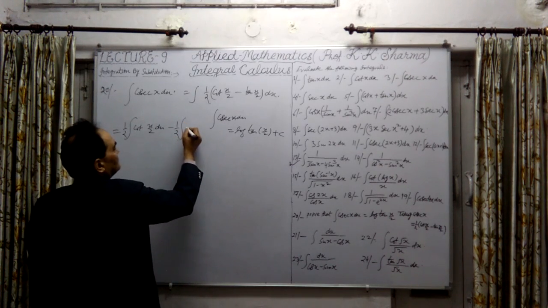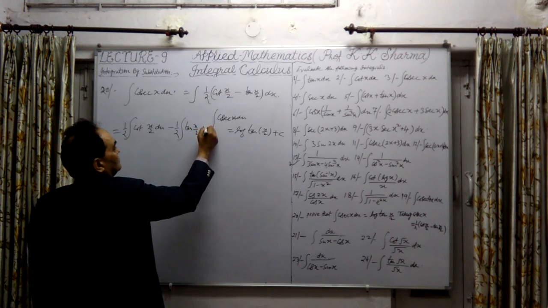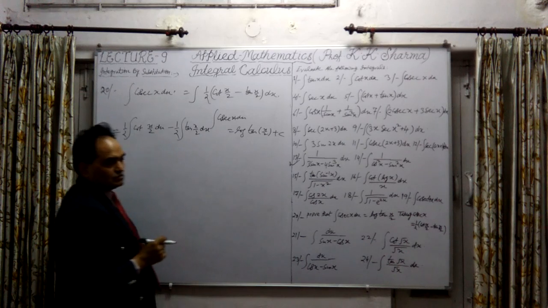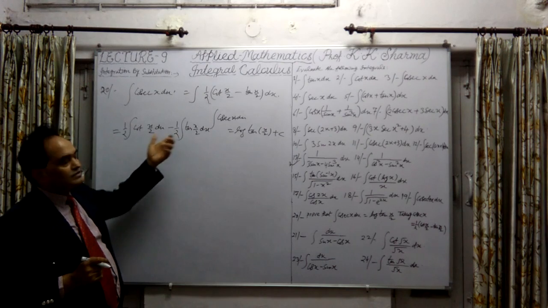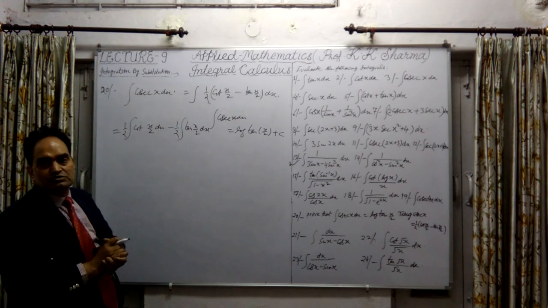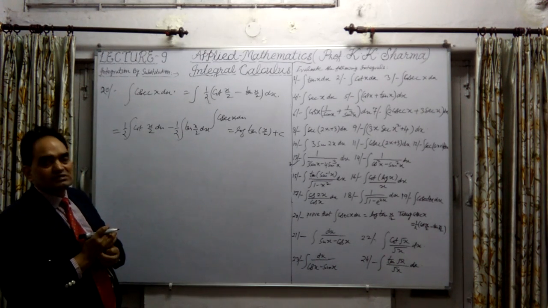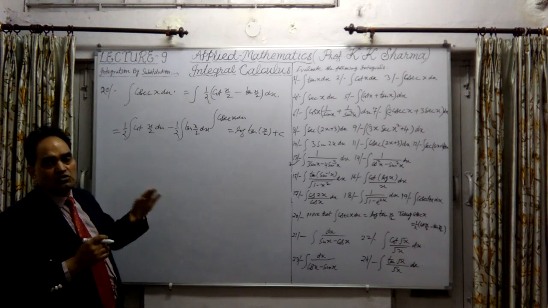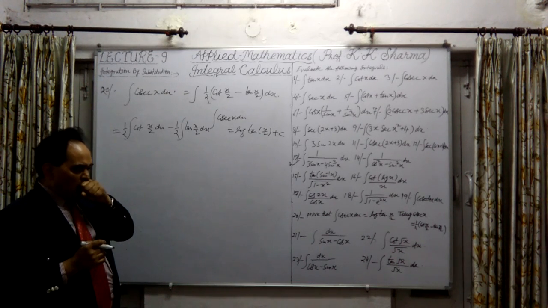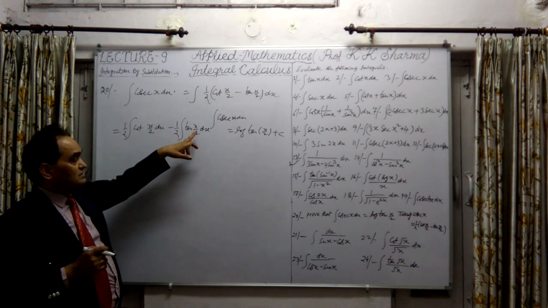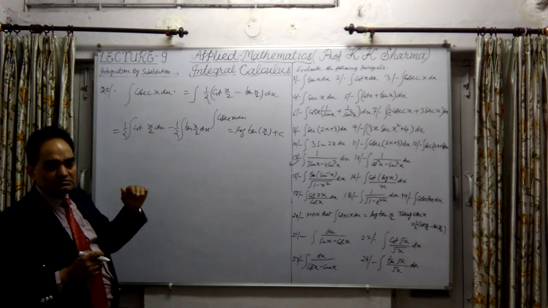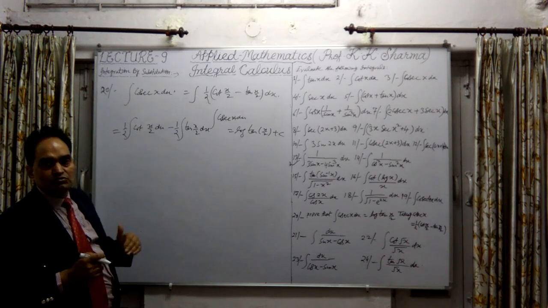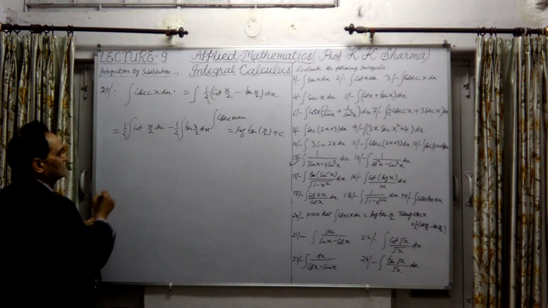Okay, it is the integration of tan x by 2 into dx. Now let me integrate them. We know that the integration of cot x is log sin x, and the integration of tan x is log secant x. But here the angle is not x, it is x by 2, so we will divide the result by 1/2 finally. That means 2 into that value.